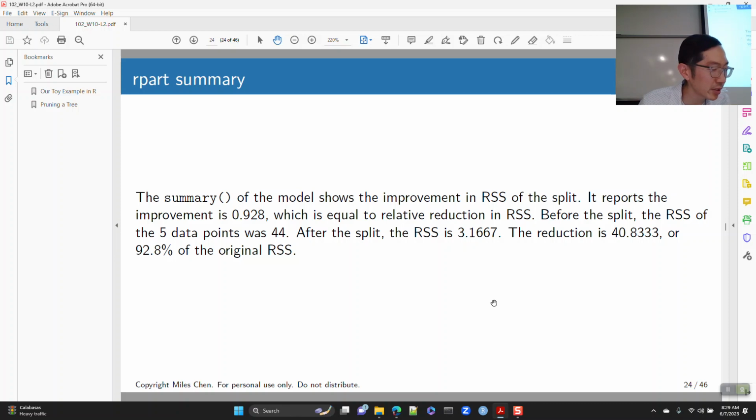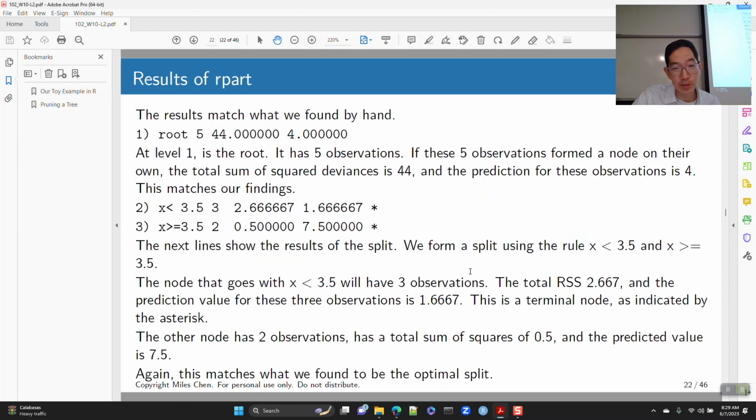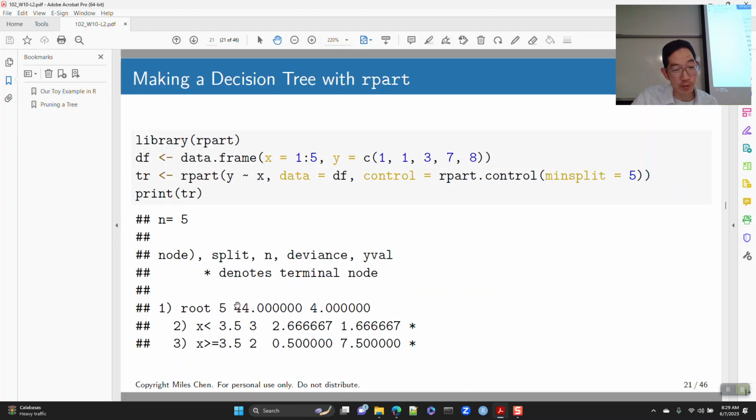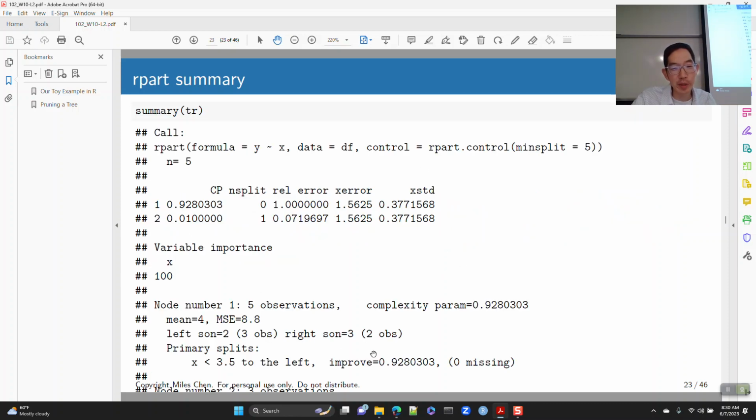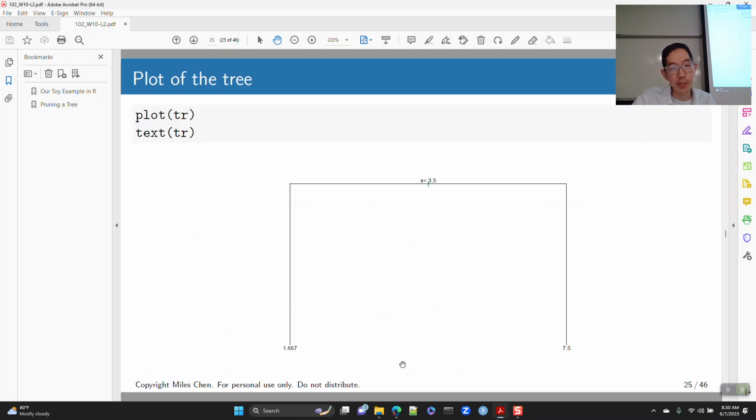The way we calculated that value, 0.928, was that before the split, our RSS was 44. After we do the split, the total RSS is 3.1667, right? So before the split we had 44, and after the split you add these 2 numbers up, you get 3.1667. That's a reduction of 40.83, which is around 93% of 44. So that's how it calculates its R-squared value here, the complexity parameter value, or improvement rating.